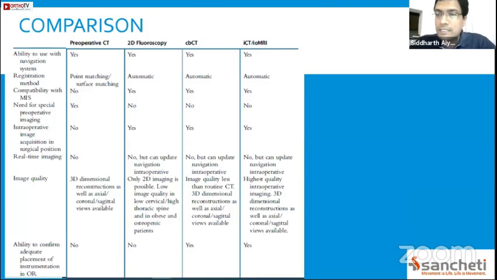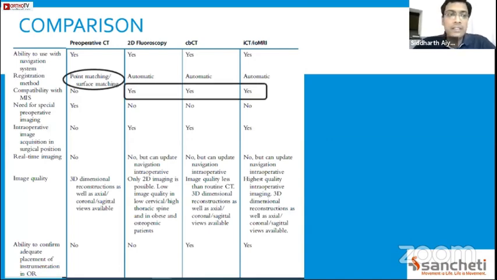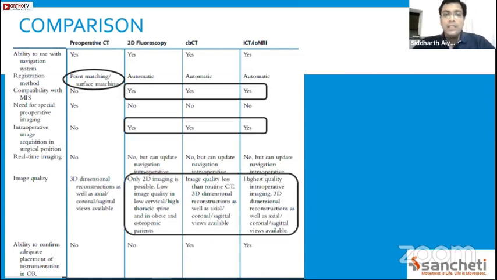So just the final slide, a summary. Point matching, the big problem of preoperative CT, made minimally invasive surgery not possible, which improved with the others. But the problem was that the imaging was lower quality in fluoroscopy. It improved with the cone beam, and the current state of the art is an intraoperative portable scanner, which is the current best available technology in terms of intraoperative navigation.